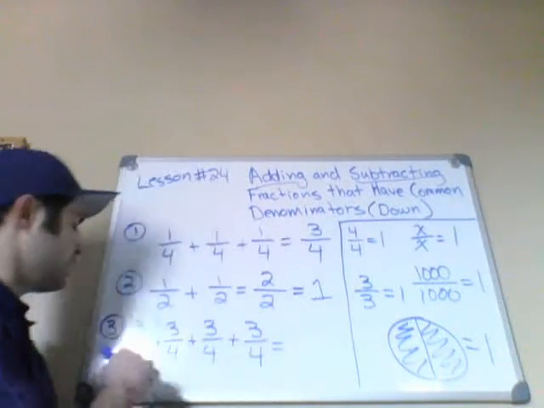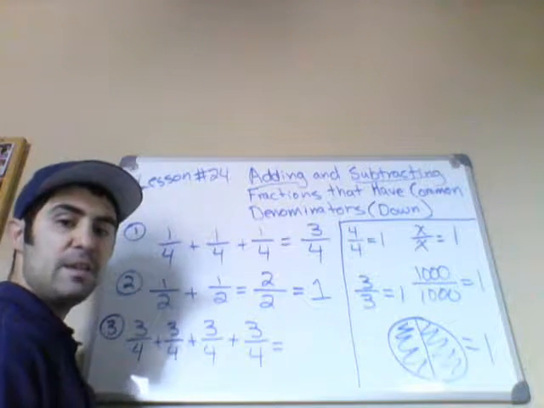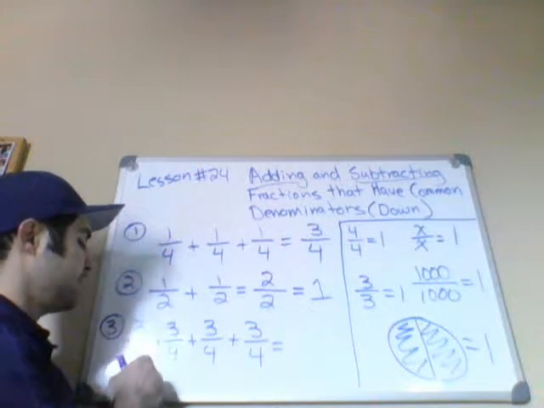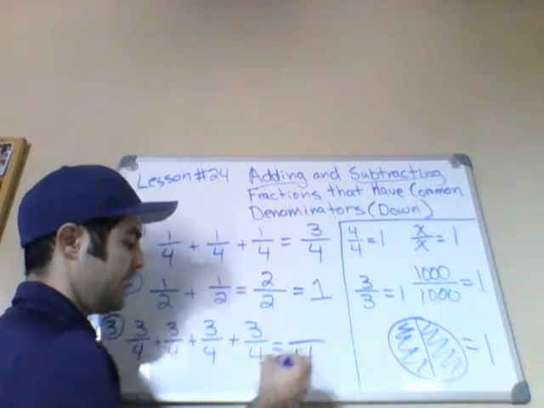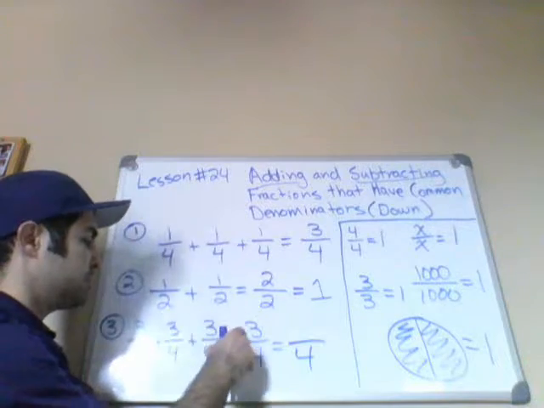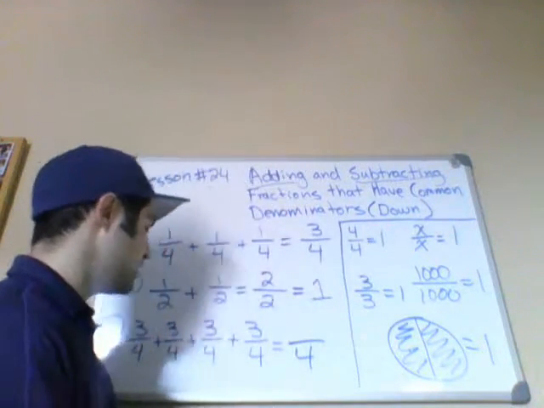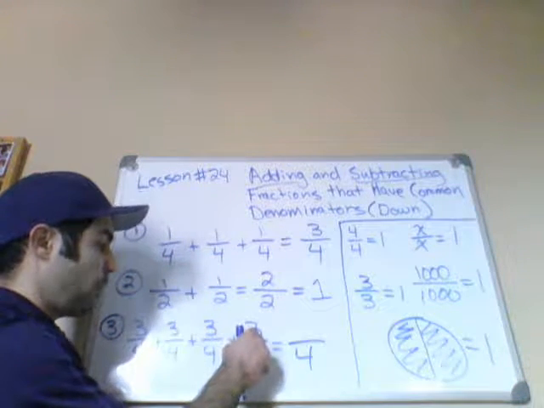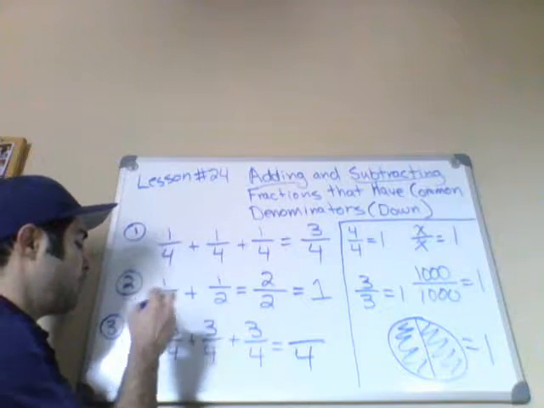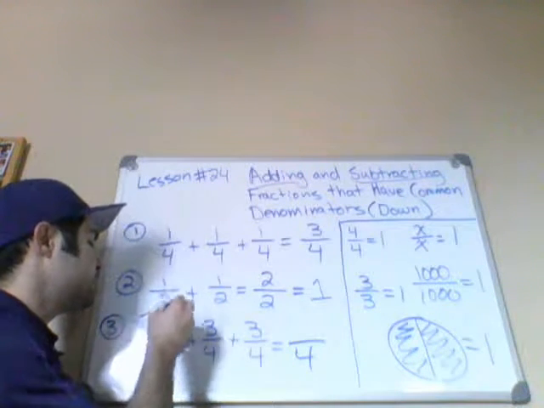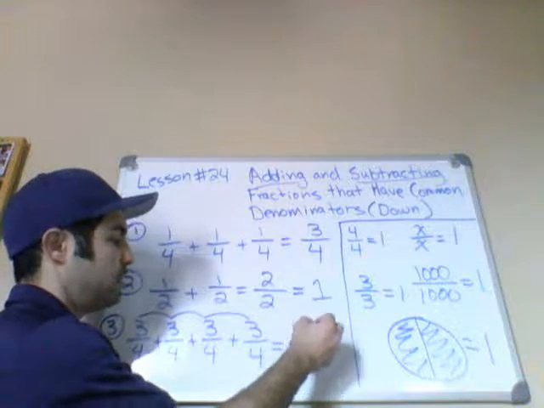Okay, let's do another problem. 3/4 plus 3/4 plus 3/4 plus 3/4. Okay, does it have a common denominator? Yes, so all we do is add that. Now we have 3 plus 3 plus 3 plus 3. Repeated addition, what is that known as? Multiplication. So 3 times 4, 1, 2, 3, 4 threes, is going to be 12. Or you can add them the slow way. 3 plus 3 is 6, 6 plus 3 is 9, 9 plus 3 is 12.